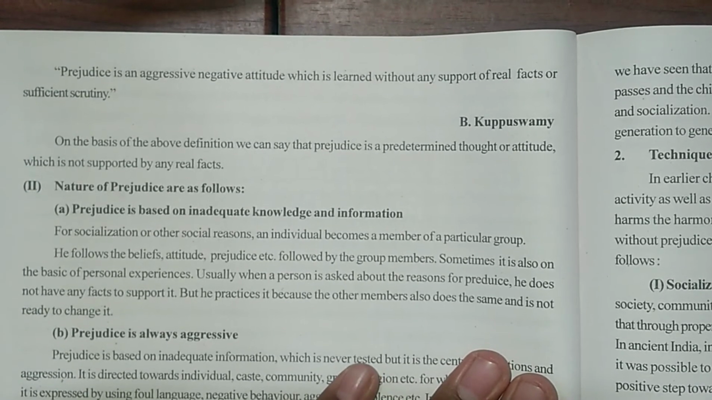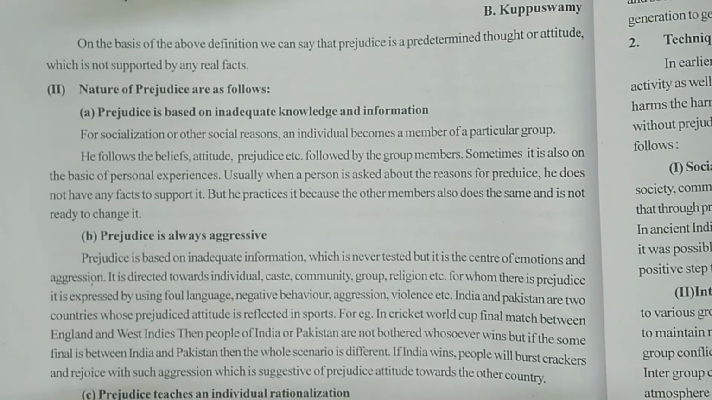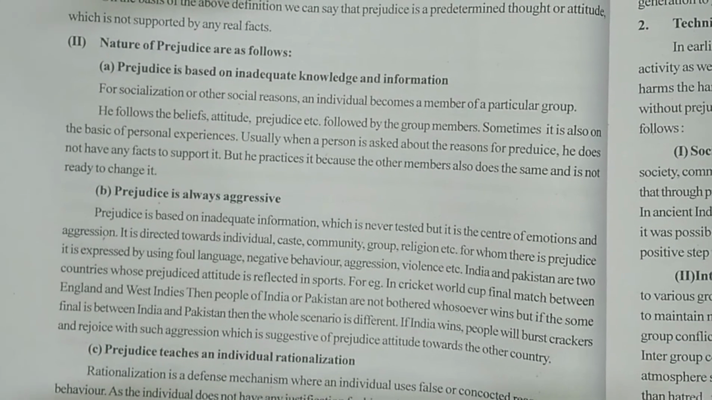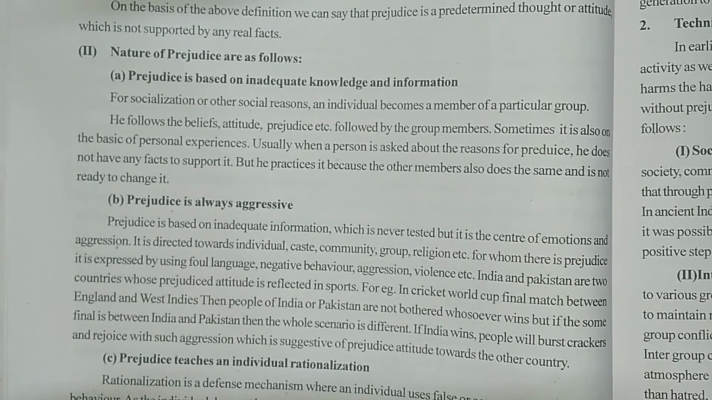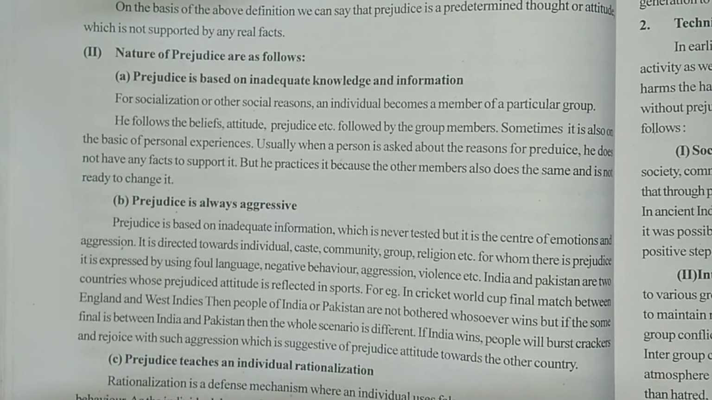The first is that prejudice is based on inadequate knowledge and information. The second is that prejudice is always aggressive. Third, prejudice teaches an individual rationalization. Fourth, prejudice arouses a poisonous feeling. The fifth is that prejudices are group oriented. The sixth is that prejudice is passed on from generation to generation.